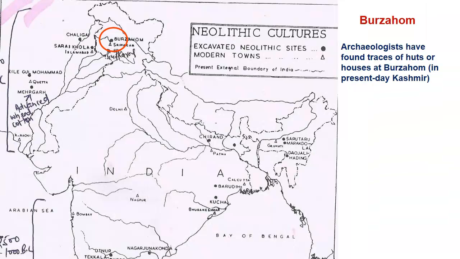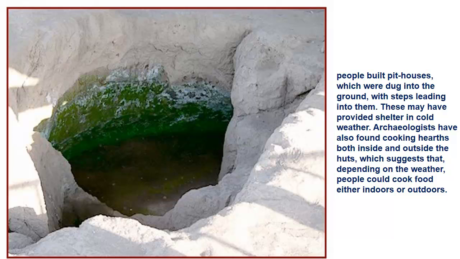Remember the important sites of this period. One is Burzahom, in present day J&K, in Kashmir. Archaeologists have found traces of huts or houses at Burzahom in present day Kashmir. People built pit houses which were dug into the ground with steps leading into them. These may have provided shelter in cold weather. In cold time, if you go inside by digging, it stays a little warm. These were destroyed, but this is not that important, just keep it in mind.